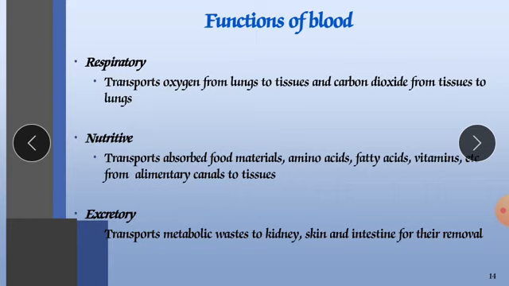So that's why the normal blood pressure is 120 by 80. 120 is the systolic blood pressure and 80 is the diastolic blood pressure. So it is a normal blood pressure through which your blood should reach your respective places.